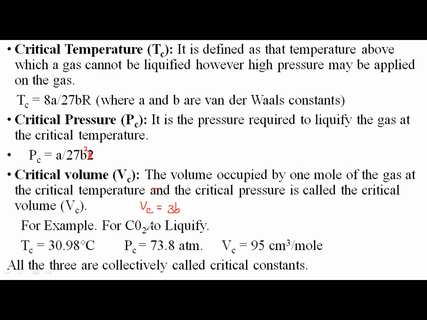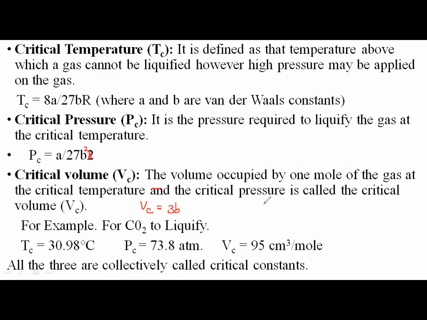For example, for carbon dioxide, critical temperature is 30.98 degrees Celsius. It means above 30.98 degrees Celsius, you cannot liquefy carbon dioxide. Critical pressure is 73.8 atmosphere. That means at this pressure, with the gas at 30.98 temperature, carbon dioxide gets liquefied. Volume is 95 cc per mole. That means at critical temperature and critical pressure, the volume of 1 mole of carbon dioxide is 95 cc per mole.